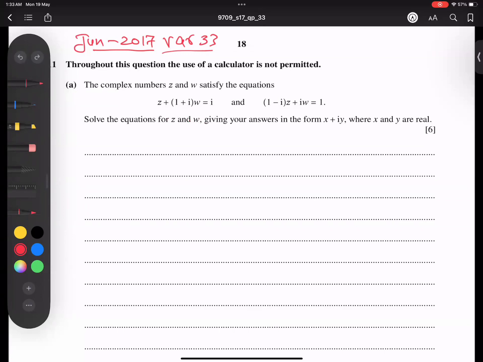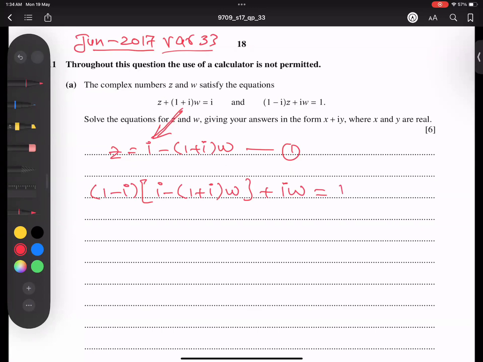So I will make Z the subject from here. It's very obvious this whole thing will go there, iota and -1 plus iota times W. This is the value I got for Z from here. So this value of Z I'm going to replace here. Put in the second equation 1 minus iota times the Z value, which is iota minus 1 plus iota, into W, and plus this is already available, iota W is equal to 1.